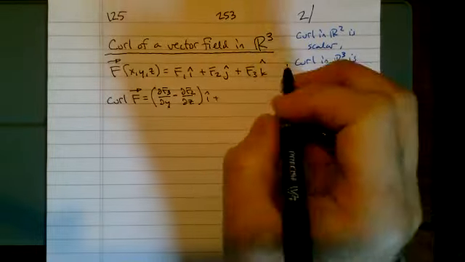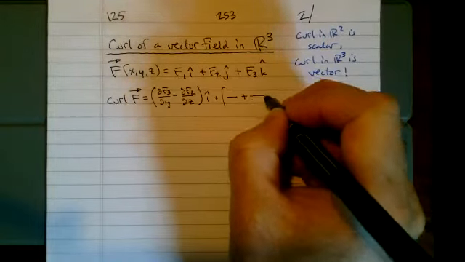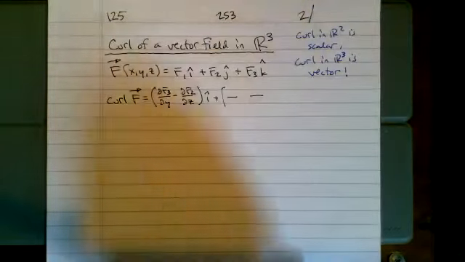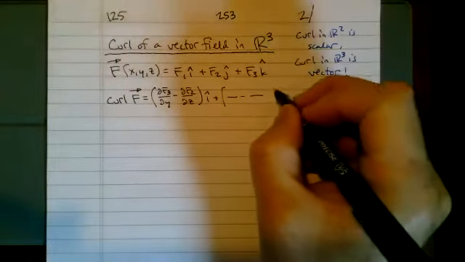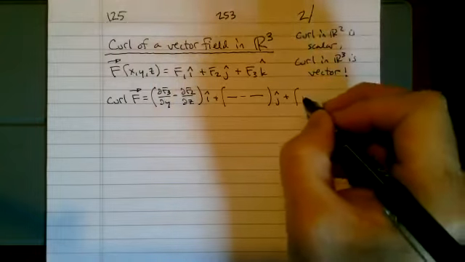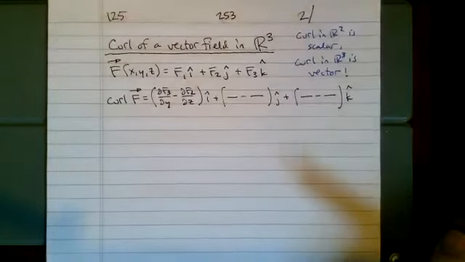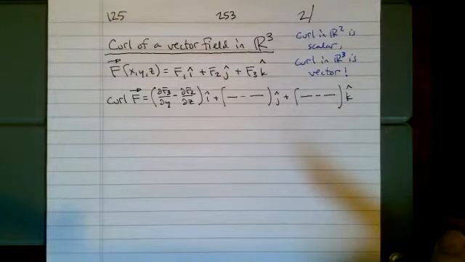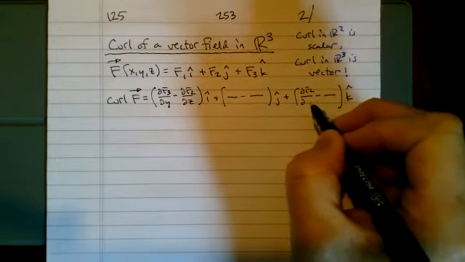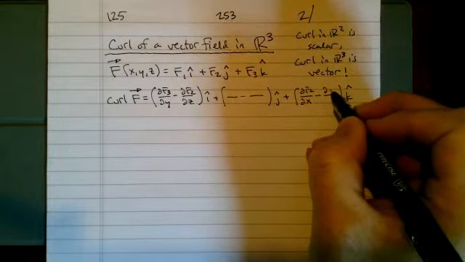The J component is going to be constructed similarly. Oops, I put plus. I meant to put minus. It's going to be the difference of some partial derivatives. And the K component is also going to be the difference of some partial derivatives. The K component is going to be the partial of F2 with respect to X minus the partial of F1 with respect to Y.